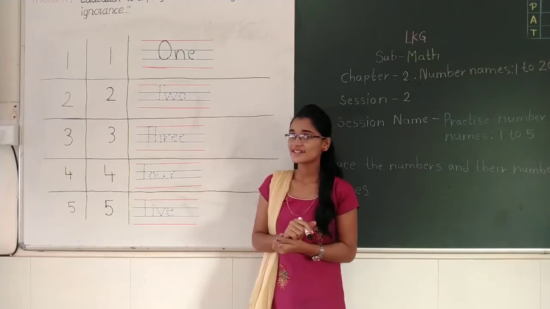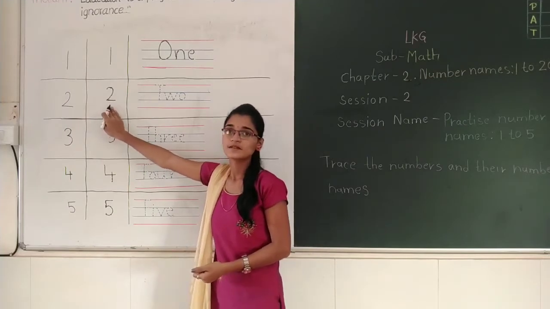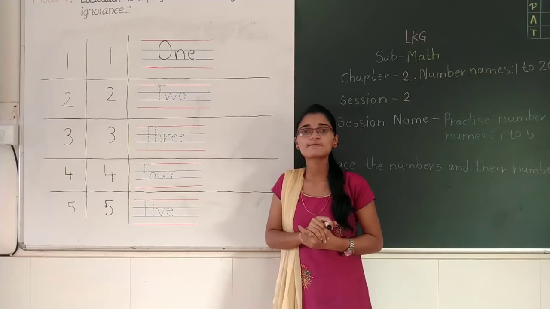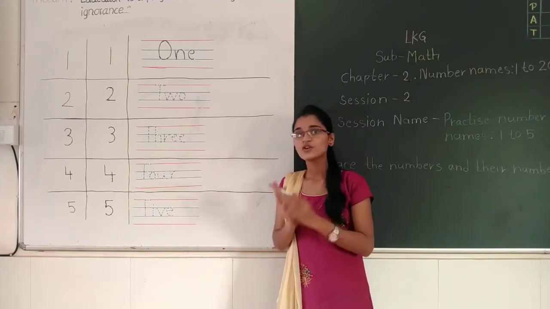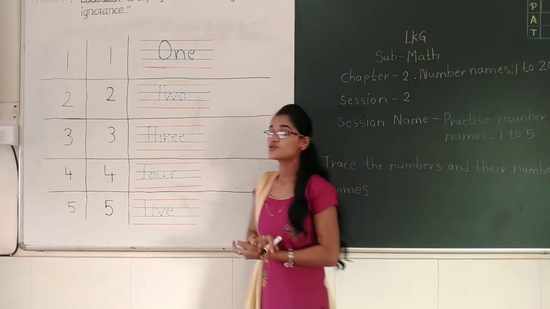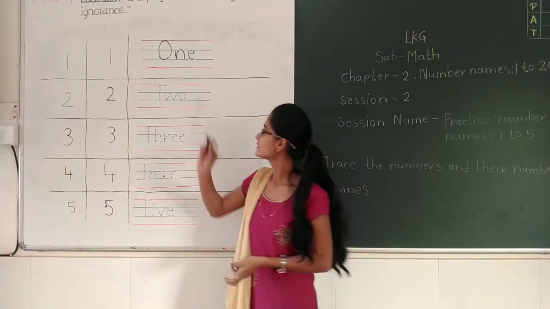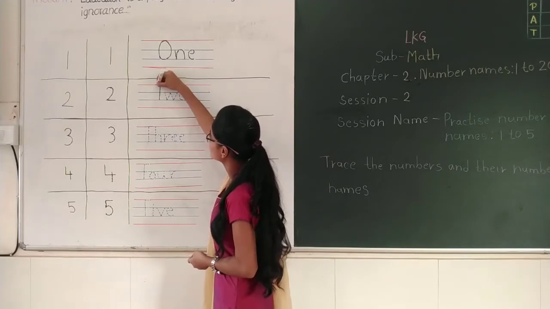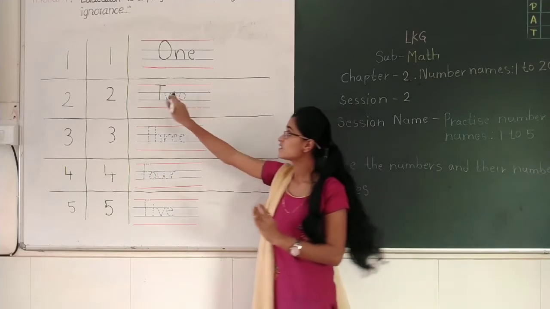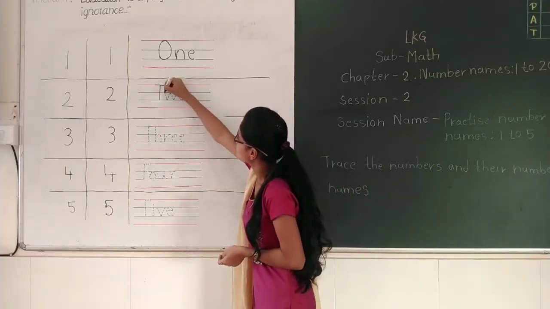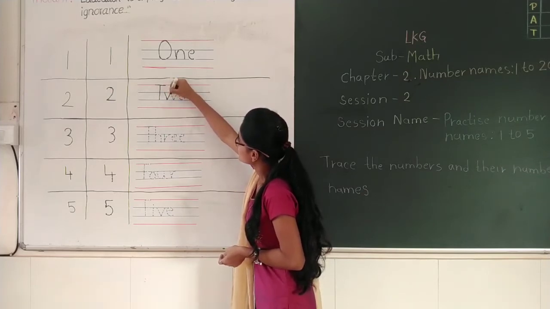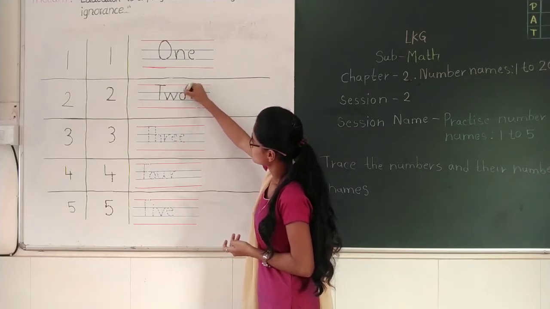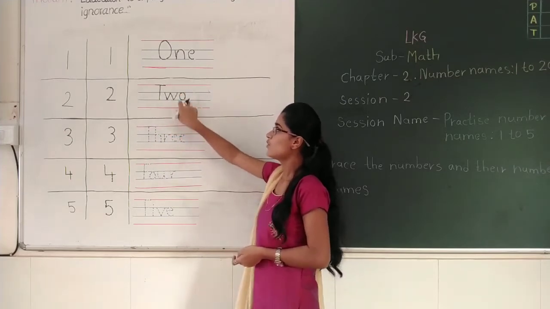Here I have traced number 2, and this is the spelling of number 2. You have already learned the spelling of 2, right? Tell me, what is the spelling of 2? T-W-O, 2. Now I am going to trace the spelling of 2. First draw one standing line like this and one sleeping line like this. You have to follow these dots. Next is W. And next is O. So T, W, O, 2.